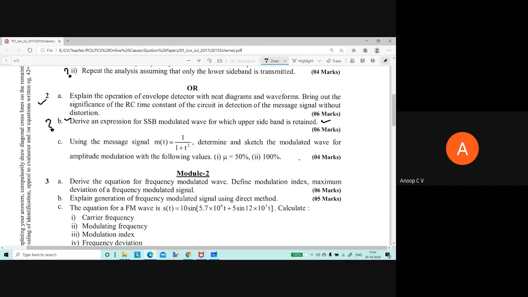So we have seen it was m of t cos 2 pi fct plus or minus m cap of t sin 2 pi fct, right? I told you if it is only upper sideband retained, it will be plus, and if it is lower sideband retained, it will be minus. Sorry, if it is only lower sideband retained, it will be plus, and if it is only upper sideband retained, it will be minus. This we have discussed, and please watch the previous videos for that.